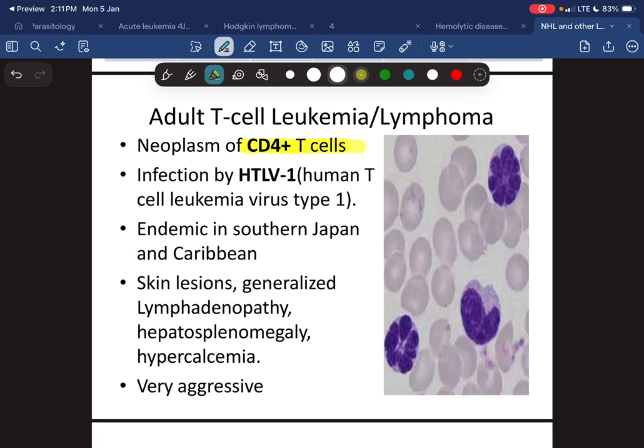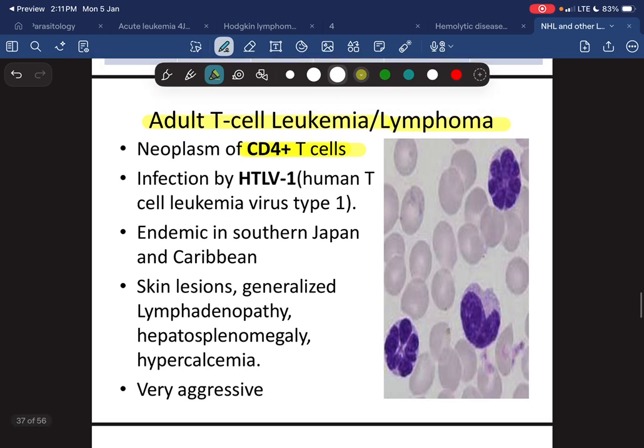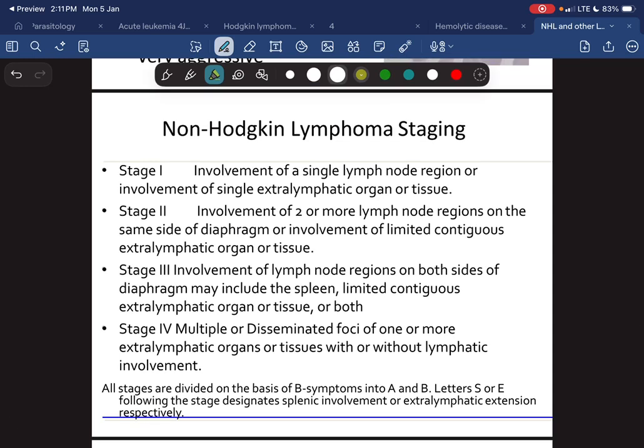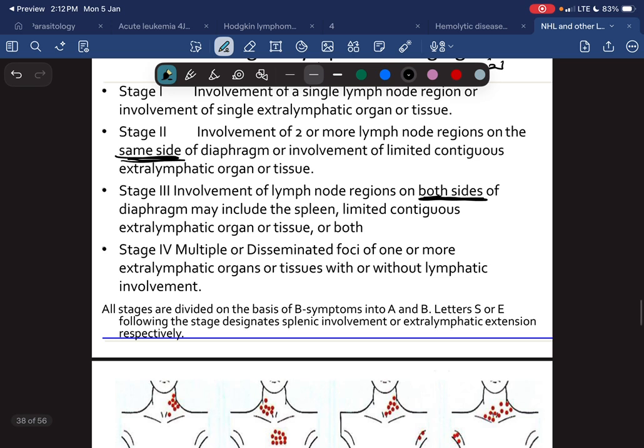Regarding the staging of non-Hodgkin lymphomas, the same criteria are followed as for Hodgkin lymphoma. We have 4 stages. Stage 1, involvement of a single lymph node region. Stage 2, involvement of 2 or more regions on the same side of the diaphragm, or limited contiguous extralymphatic organ involvement. Stage 3, lymph nodes on both sides of the diaphragm with limited extralymphatic organ or tissue involvement. Stage 4, disseminated foci of extralymphatic organ involvement, with or without lymphatic involvement.